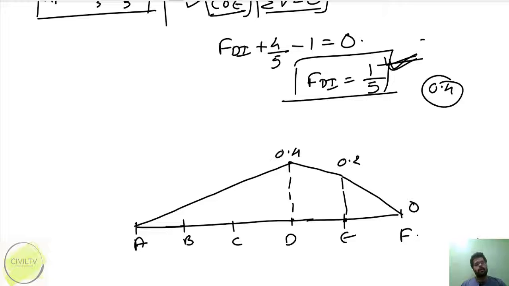If you apply a unit load at joint B and check the forces, it will be greater than 0 and less than 0.4. Similarly, when you apply a unit load at joint C, it will be greater than at B and less than 0. When you plot the values in this manner, you will form something like this. So this is the influence line diagram for the vertical member.